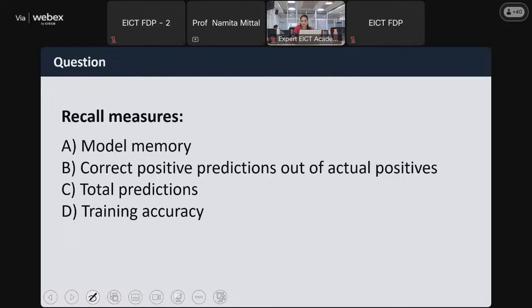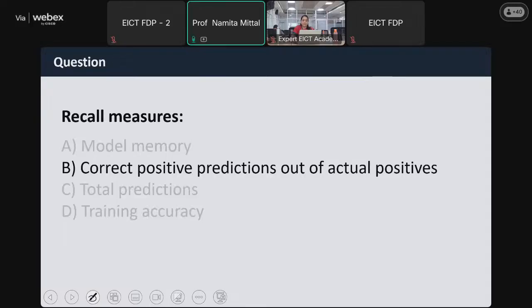B. True. Yes. Because this is correct. Positive prediction is nothing but TP. And out of actual positives means TP plus FN. FN, those are missed out. They were positive, but we said it is negative. Actually, they are positive. So TP plus FN is the actual positives. This is the answer.